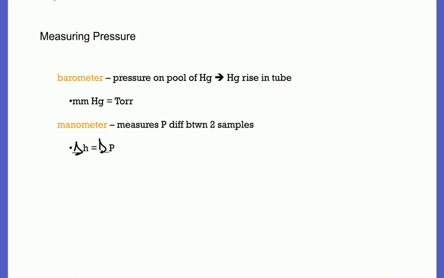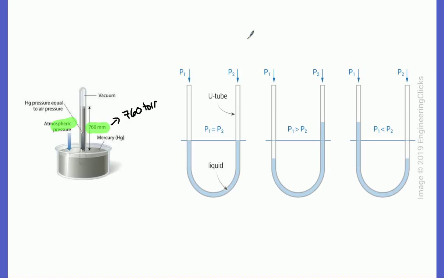I'm looking at these pictures again. First one here, option A, I have two pressures that are equivalent to each other. If I have some liquid in this tube, pressure 1 and pressure 2, if they're equivalent to each other, then that liquid should be at the same level on both sides.